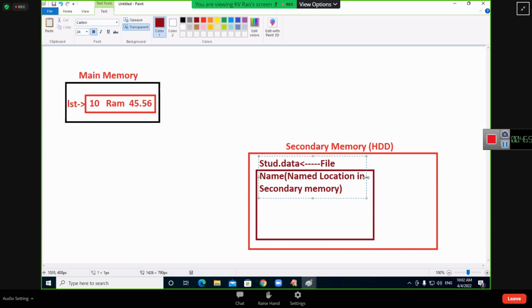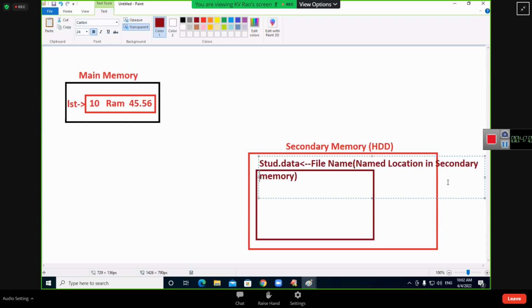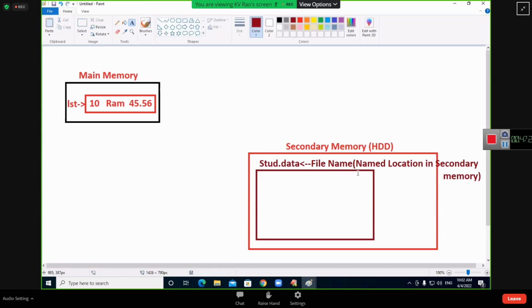I hope you understood this word. It is a named location in which memory, students? It is a file name. Named location in which memory? Secondary memory. File names reside where? Secondary memory. What is technically the file name considered as? Named location in which memory?